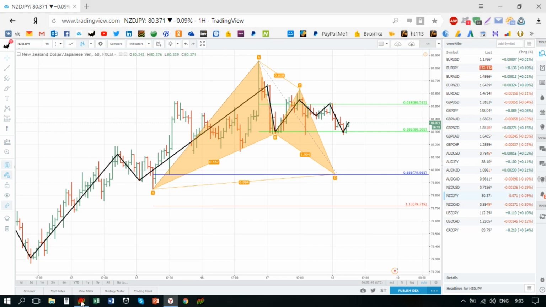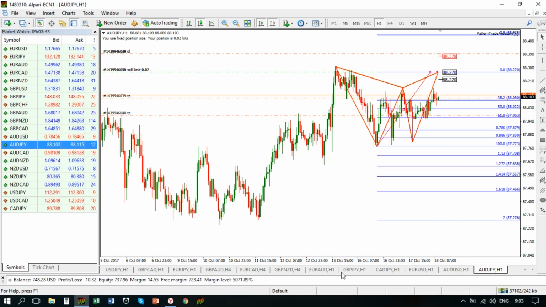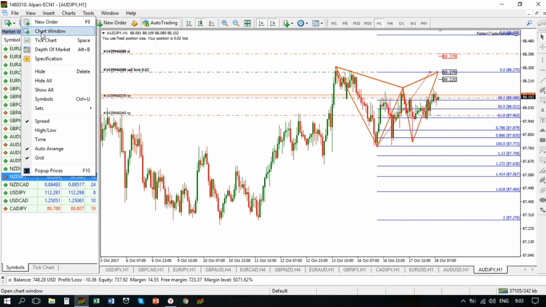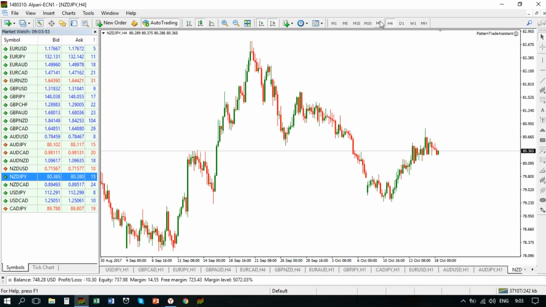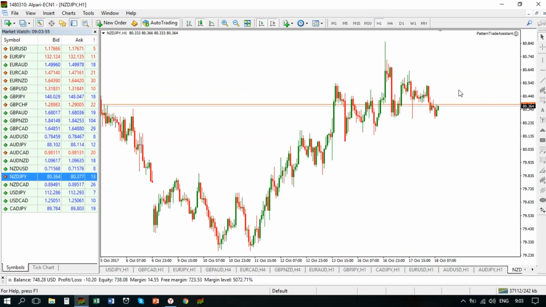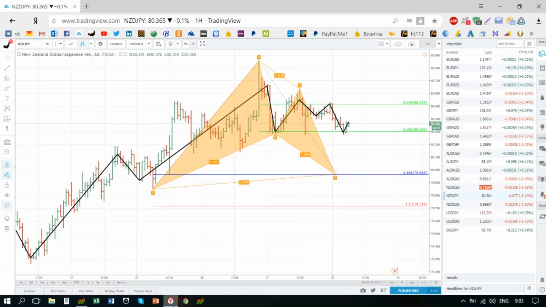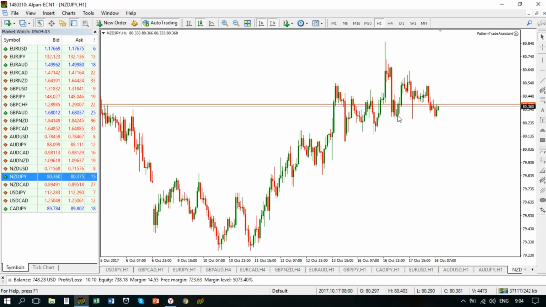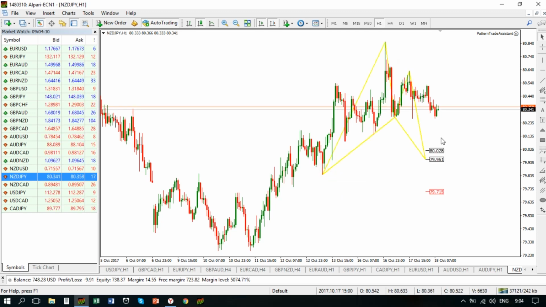Let's go to my MetaTrader, the New Zealand yen, find this pattern. No, I don't have it. Didn't place it yet. Chart window, 1 hour, and what is the starting point? It is pretty low. Go in here. Okay, perfect. I just want them to coincide so that I draw the same pattern that was in TradingView.